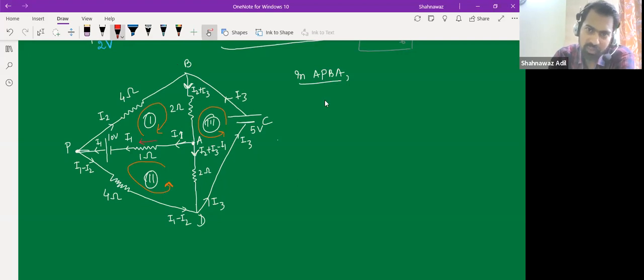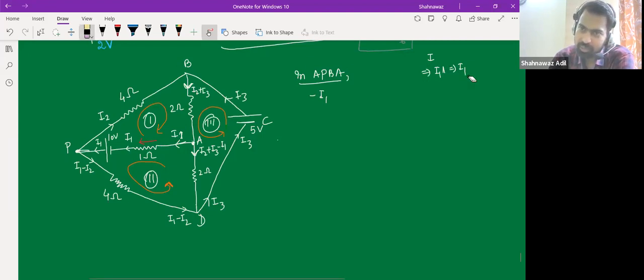So what would be the voltage? Yes, correct. Minus I1, and then this 1 ohm. So 1 into I1. The voltage is IR, so current is I1 and resistance is 1. So minus I1, and minus because we are going in the same direction as the current.